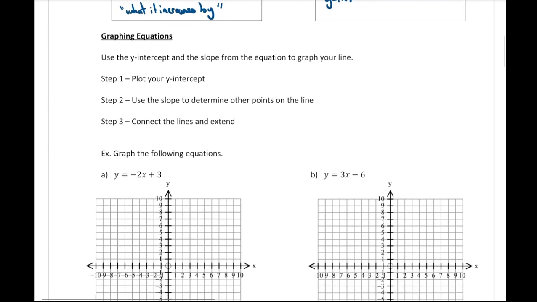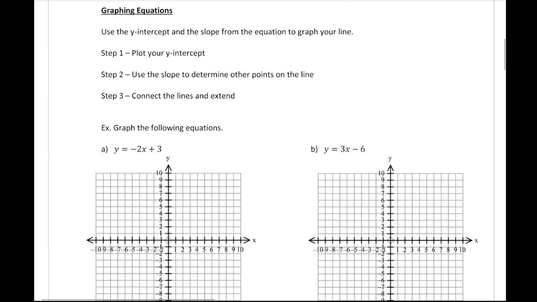The key things we want to focus on when graphing the line are the y-intercept and slope. So m for the slope and the b value, or constant, for the y-intercept. The first thing you're going to do is plot your y-intercept. You find that value along the y-axis and put a point there. You're then going to use the slope to determine other points on the line. Right now, all we're going to deal with is whole numbers.